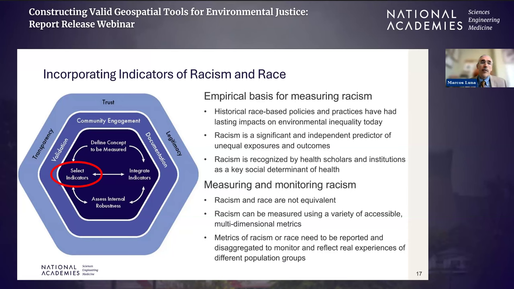Scholarship across the health and social sciences makes clear that racism is a fundamental cause of disadvantage in other social, economic, health, and environmental inequalities in the United States. The empirical bases for the importance of measuring racism are many. Historical race-based policies and practices in housing, transportation, and other forms of community development have had lasting impacts on environmental inequality today. We see that, for example, in the way that communities redlined in the 1930s continue to experience pronounced racial segregation and economic and environmental inequality.